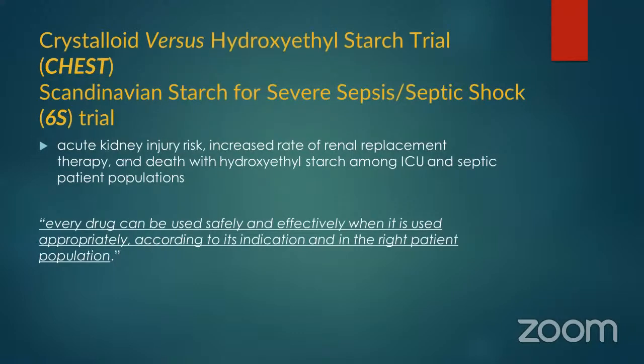It's worth mentioning here the hydroxyethyl starch, where there were two studies: the CHEST trial, crystalloid versus hydroxyethyl starch, and the Scandinavian Starch for Severe Sepsis and Septic Shock trial, the 6S trial. Both documented acute kidney injury where a significant amount of hydroxyethyl starch was used. To mitigate this, the solution they have come up with is that every drug can be used safely and effectively when it is used appropriately according to its indication and in the right patient population. So basically, this creates a lot of confusion about when to use and when not to use.